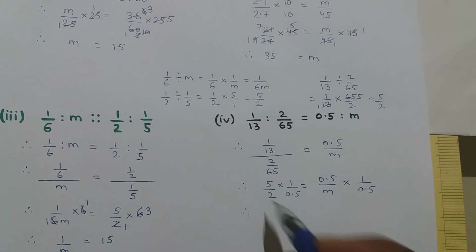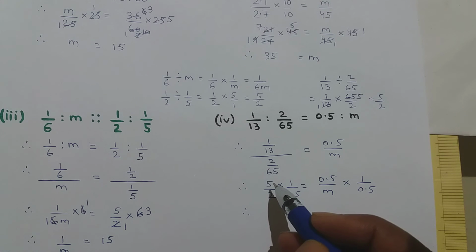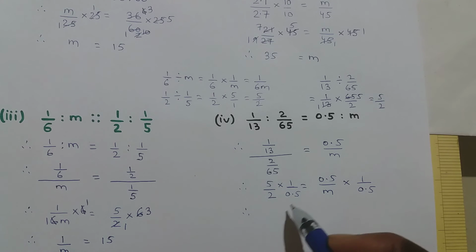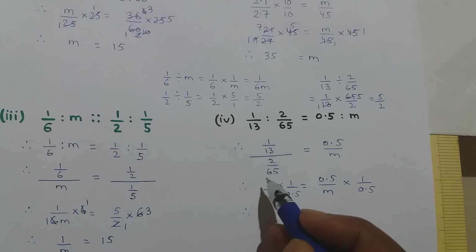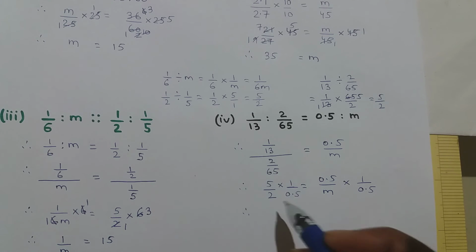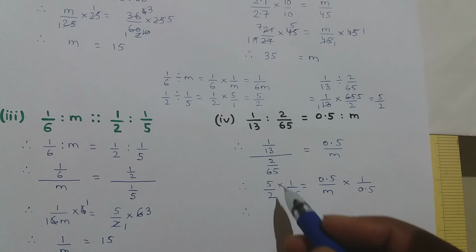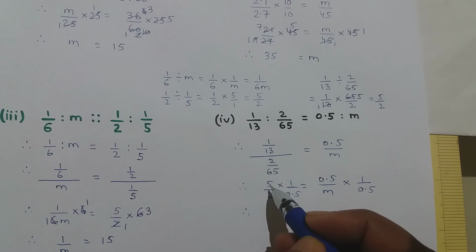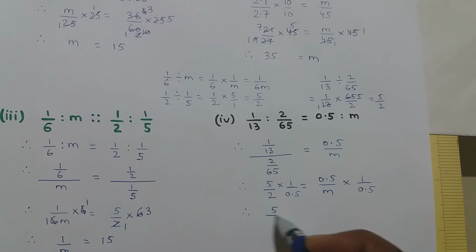There are many ways to solve it. What I will do is, I will multiply the numerators to each other and then I will multiply the denominators to each other. There are many other methods also to simplify this, but my method over here is to multiply the numerators and then the denominators. So 5 into 1 is 5 upon, now the denominators: 2 into 0.5 is 1. So it becomes 5 upon 1. So the left hand side of the equation is 5 upon 1.